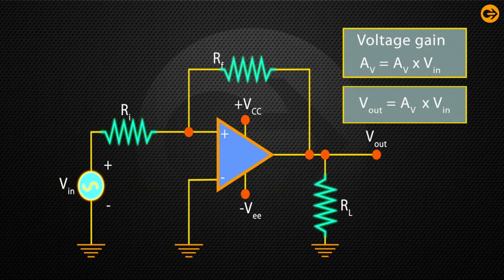Now, coming to the circuit diagram and analysis of inverting amplifier using op-amp, the circuit diagram of an op-amp in the inverting mode is displayed. In this mode of operation, the positive input terminal of an op-amp is grounded and the input voltage Vin is applied to the negative input terminal through the resistor Ri. The feedback applied through the resistor Rf from the output to the input terminal is negative.